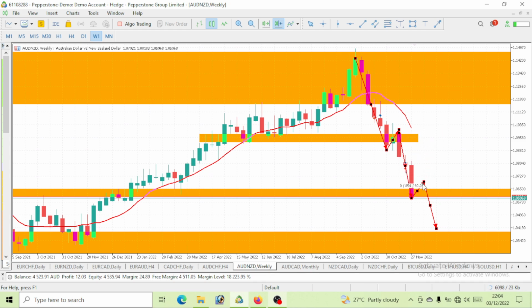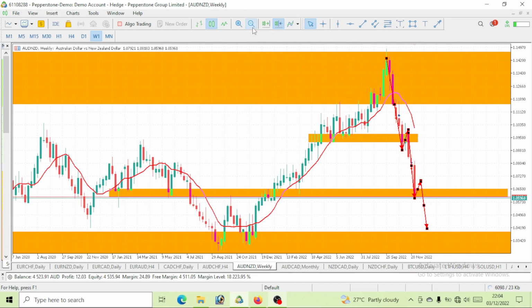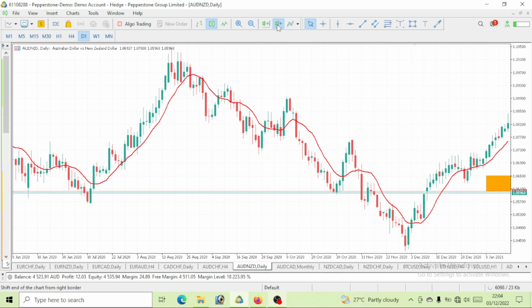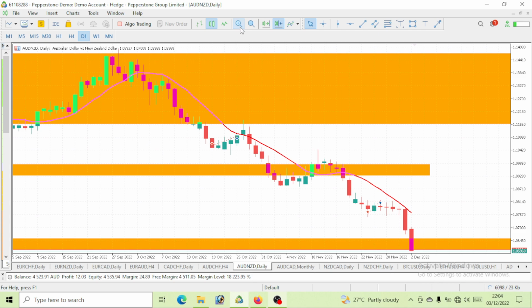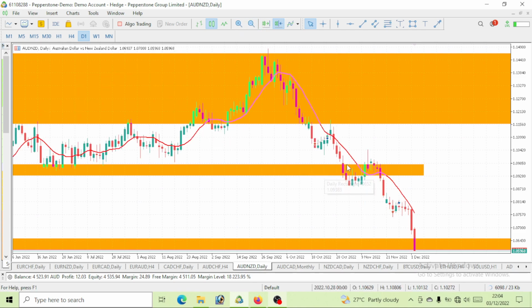But as long as it is still below this moving average on AUD New Zealand dollar, we are still on a bearish move. That should now take us through the daily time frame, guys. Once you take a look at this daily time frame, you clearly can see lower lows and lower highs.